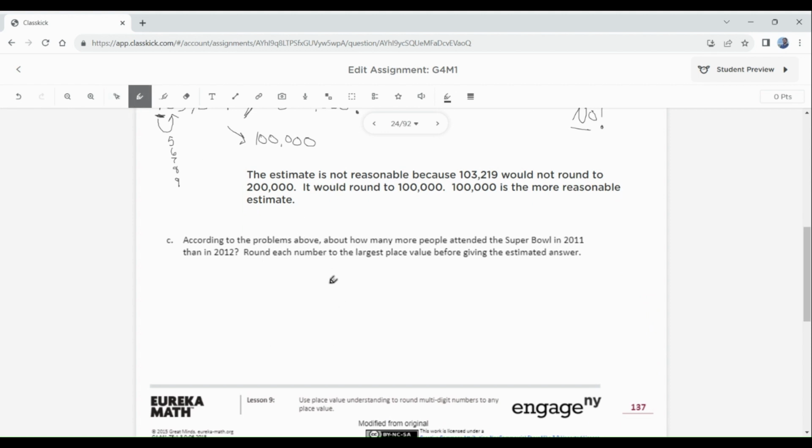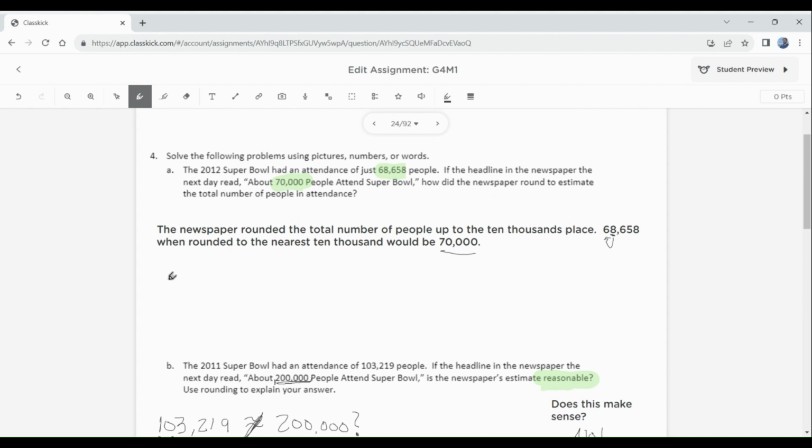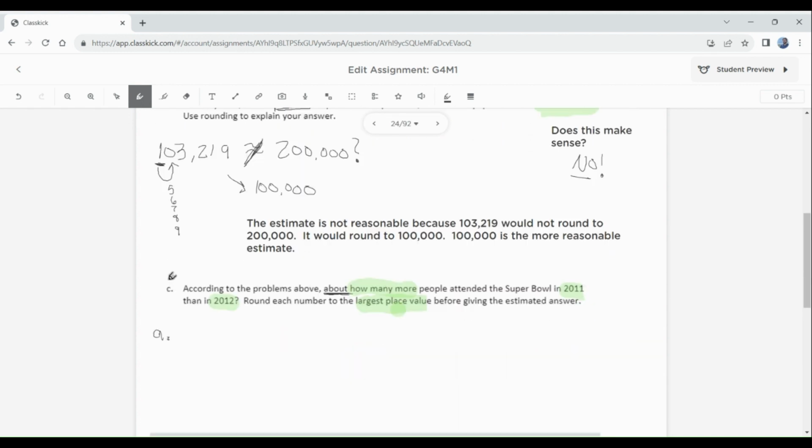And letter C says, according to the problems above, about, so again, when I read that word, I should recognize that I'm going to be rounding or estimating in some capacity. About how many more, that's a big key phrase in math as well, people attended the Super Bowl in 2011 than in 2012. Round each number to the largest place value before giving the estimated answer. So in letter A, my number, let me just go back and double check, 68,658 people.